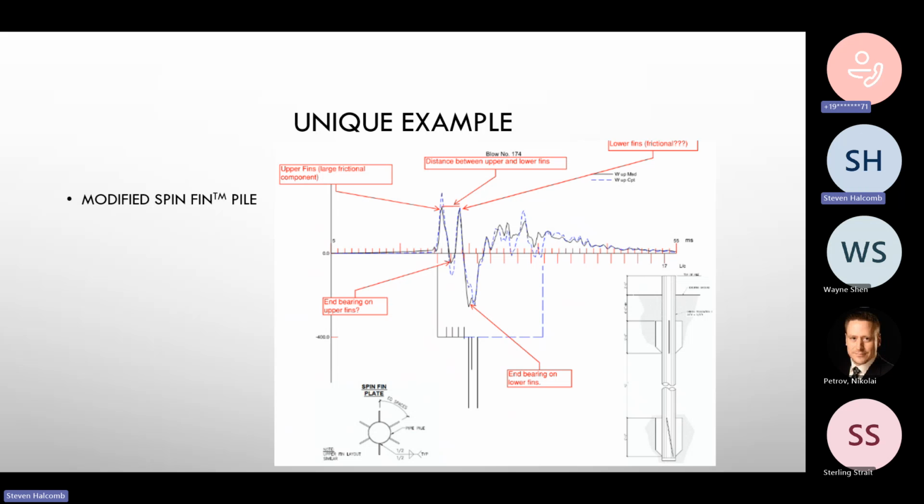You've got a little bit of end bearing for the upper and a lot for the lower. So it's kind of a unique design. We designed that one because we had some pretty crappy soils, and the owner didn't want a pile longer than like 30 feet. So we had to figure out how to get a lot of tensile capacity. And so we went with this design.